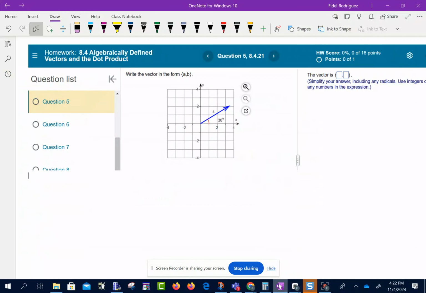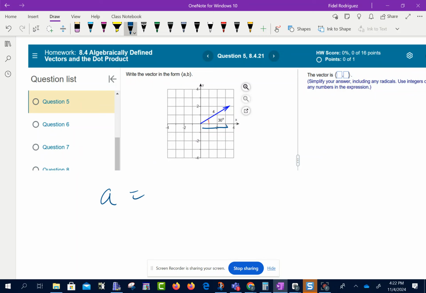All right, so the next one we have here is number 5 out of 8.4. It says, can we write the vector in the form A and B? Okay, so if we're going to try to find the A and B form, let's first see if we can find the A component. The A component is what we call the horizontal component.